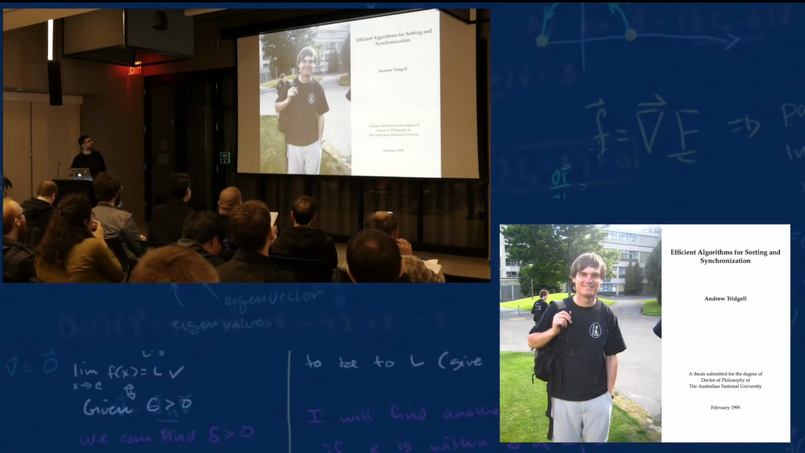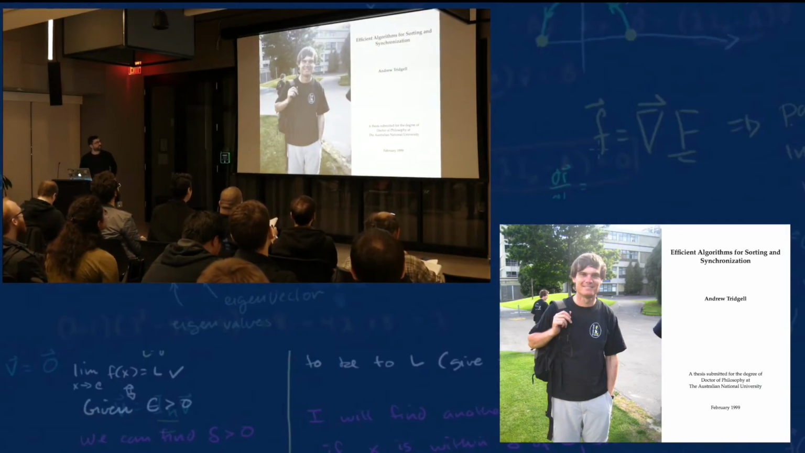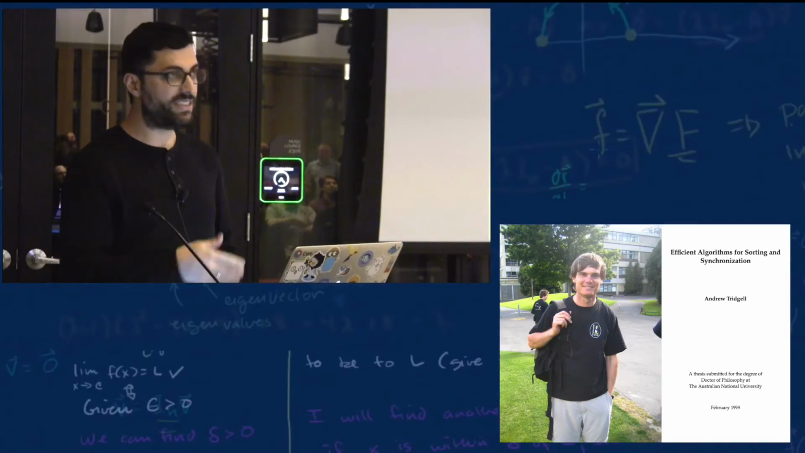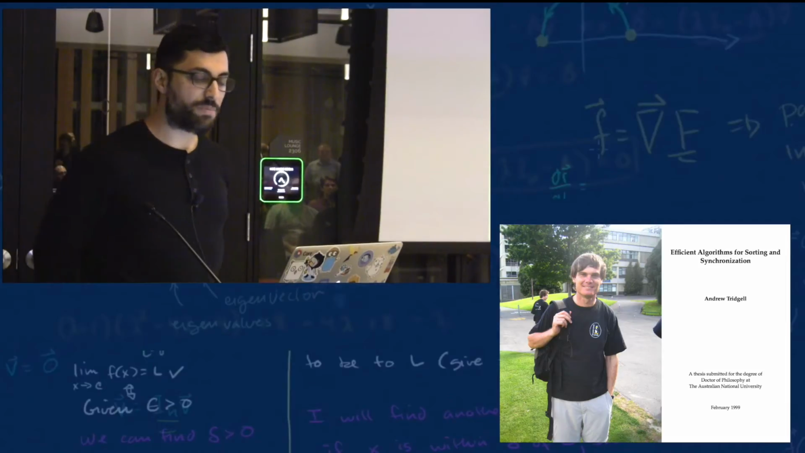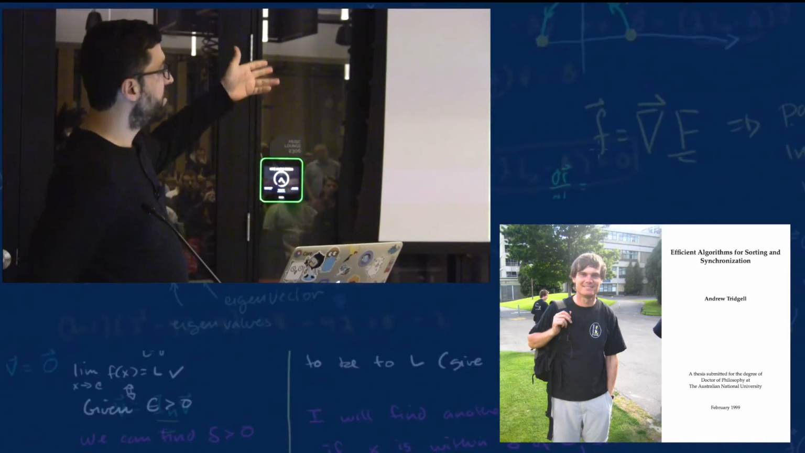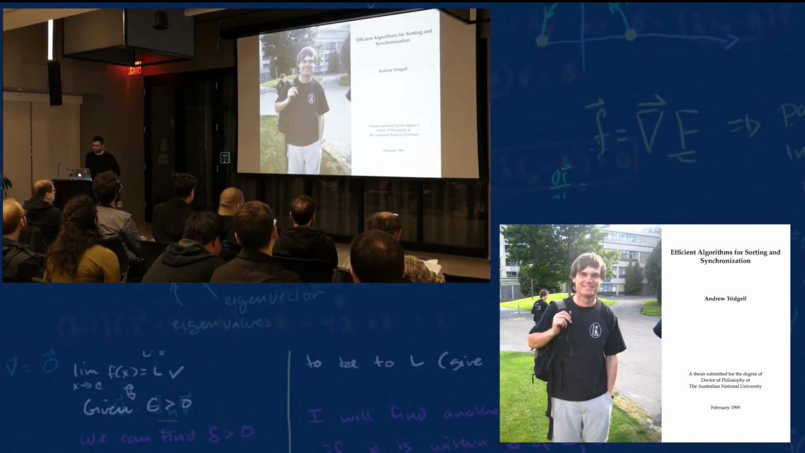Okay, so this is Andrew Tridgell, the author of the thesis. The Rsync algorithm seems to have been first described in a 1998 technical report written by Andrew Tridgell and Paul Mackerras. It was also included later on in this thesis about efficient algorithms for sorting and synchronization.